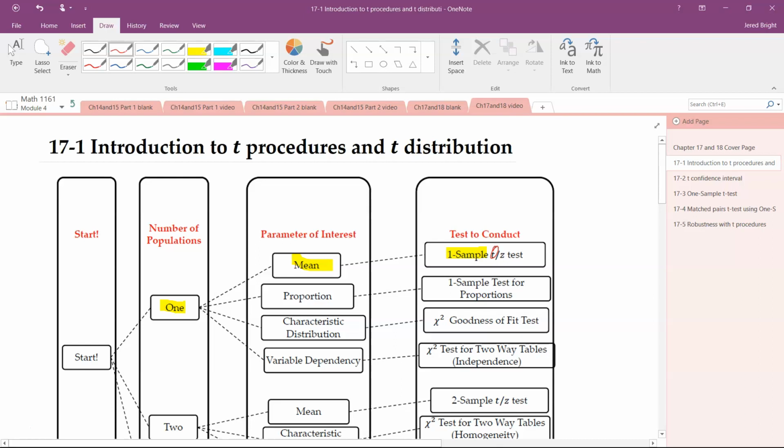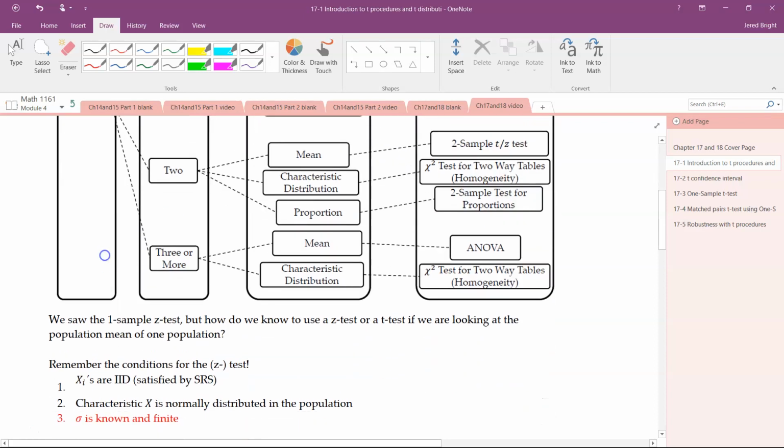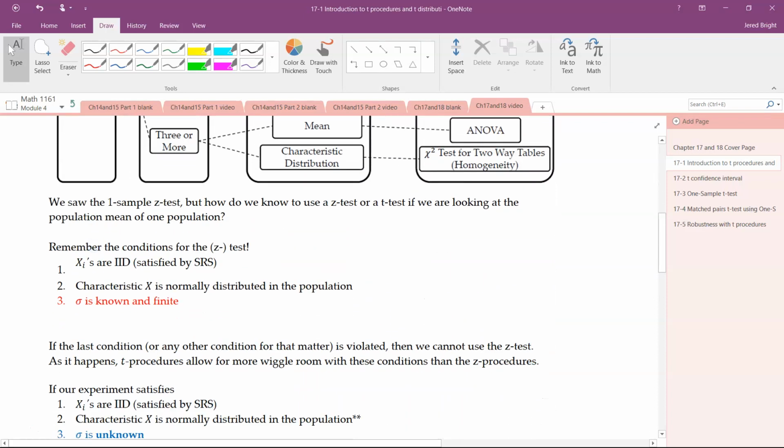Because it's apparently the same sort of process that we have to follow, using one population, being interested in the population mean. So let's take a look at those scenarios where we would need a t-test instead of a z-test. So when we were looking at the z-test, remember, we had these three conditions, right? We had to have the observations being IID, independent and identically distributed, and remember that's typically satisfied by having an SRS, and then the characteristic that we're looking at must be normally distributed.